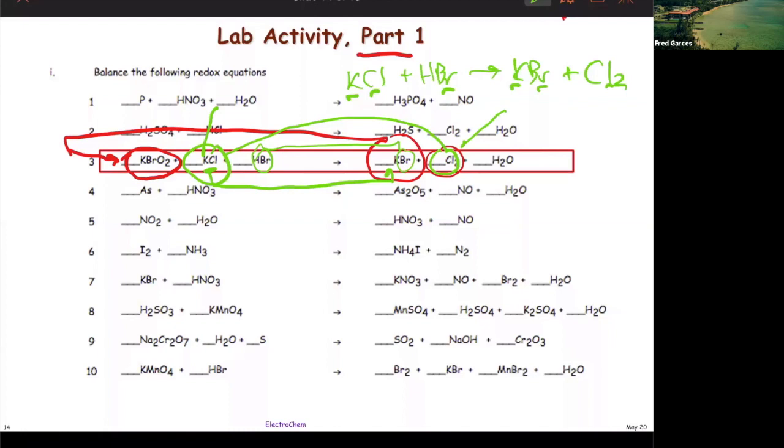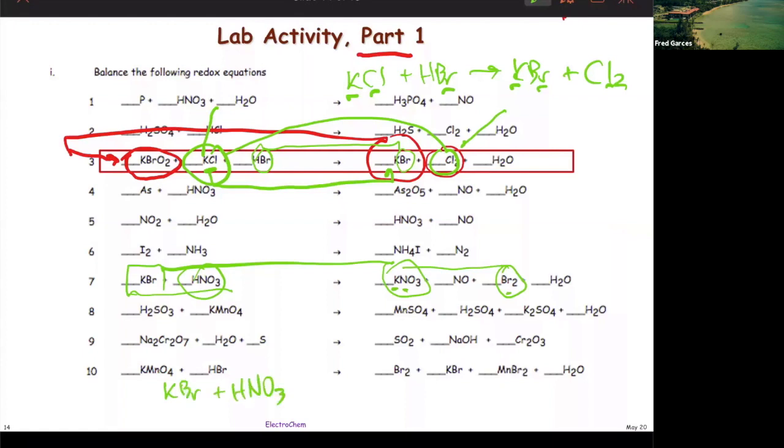Another example might be this right here. We have KBr, so we look over here where there's potassium and bromine. Here's potassium, here's bromine. When we have potassium and bromine, we also introduce the nitrogen. Well, the nitrogen can only be brought about by nitric acid, so we have to introduce that in the first half reaction. So in the first half reaction, we have KBr plus HNO3 goes to KNO3 plus Br2. That's our first half reaction.